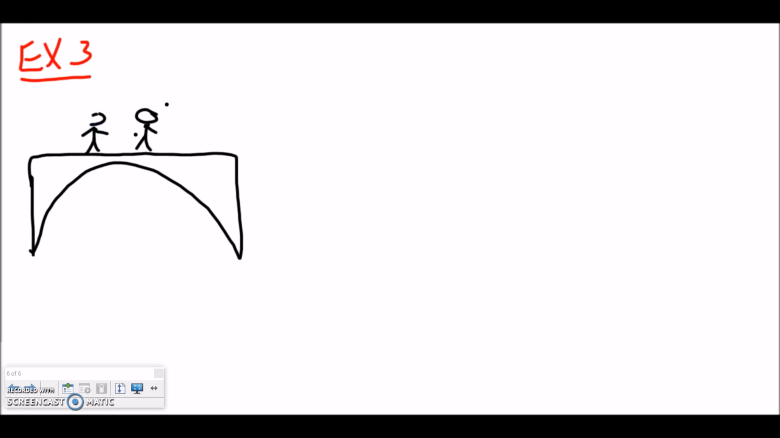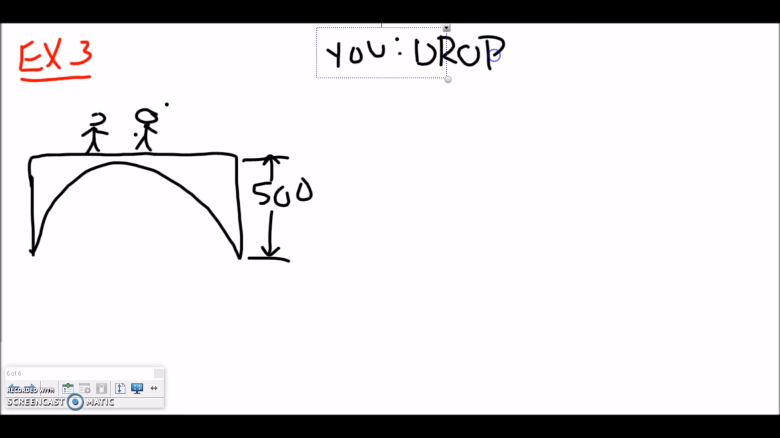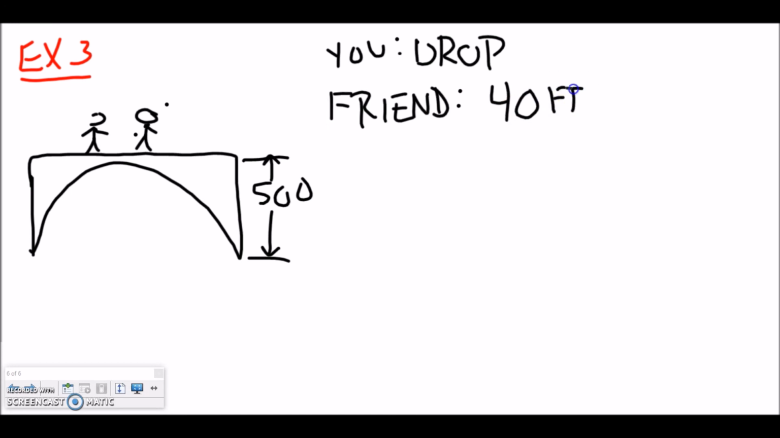And the bridge is 500 feet high. One of you drops a rock. I'll say you drop the rock. You drop the rock, but your friend throws the rock down, and they throw it at 40 feet per second down. And the question is, how long is it going to take each rock to hit the ground? So we're going to look for time for you and your friend.